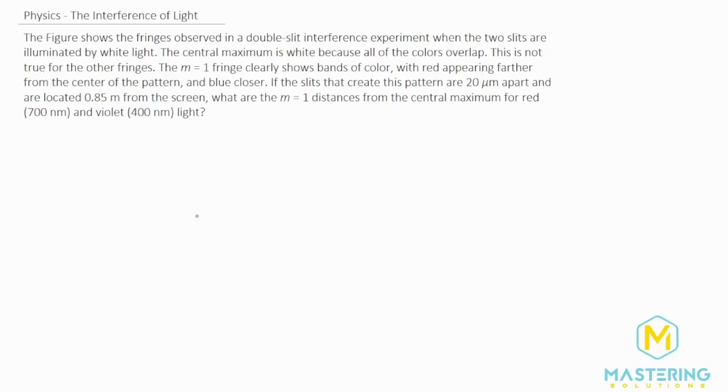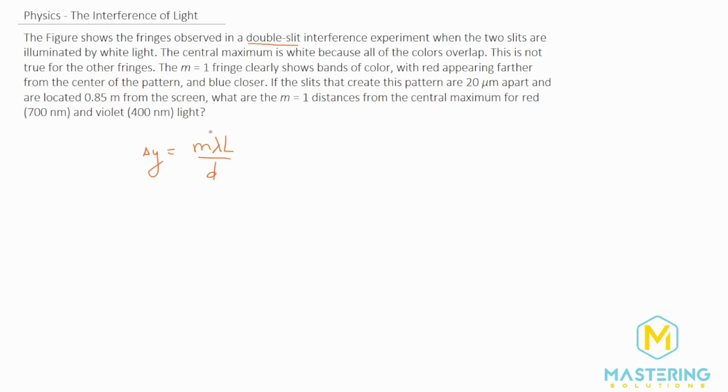Welcome to Mastering Solutions. In this problem, we know that it's a double slit problem, and we want to know what the distance is from the central maximum for m equals 1 for both of these different colors, the red and the violet. And so the equation that is given to us in the book for figuring out the delta y in this case is delta y is equal to m lambda L over d.